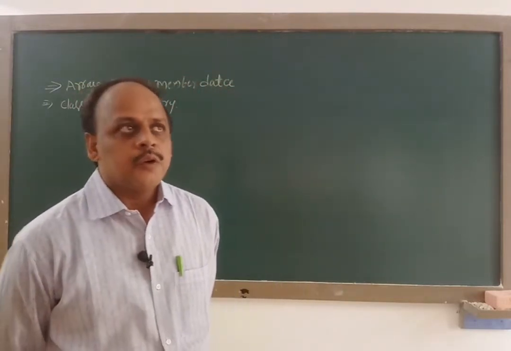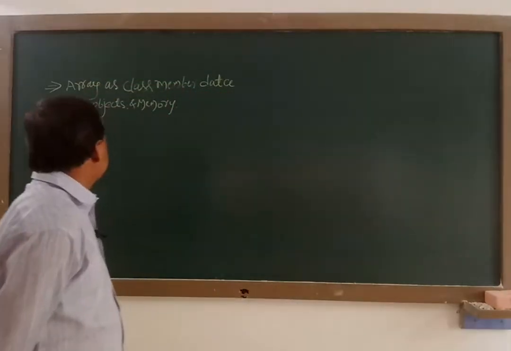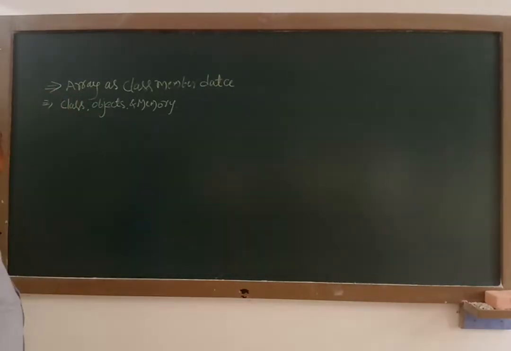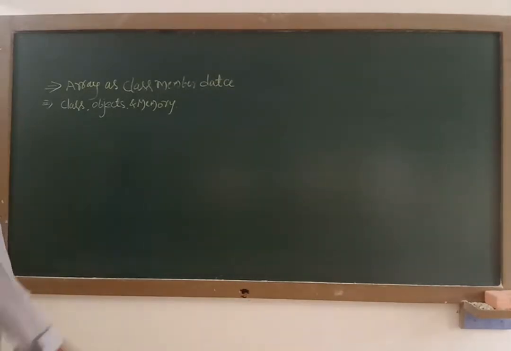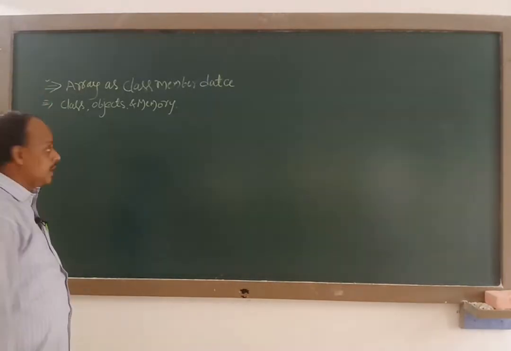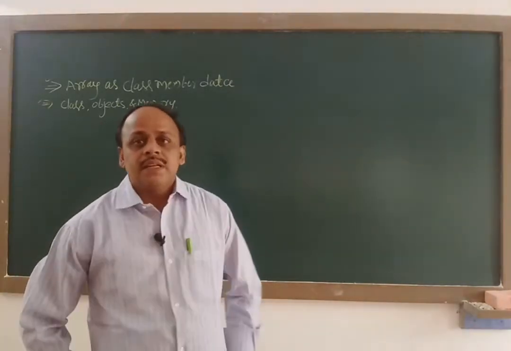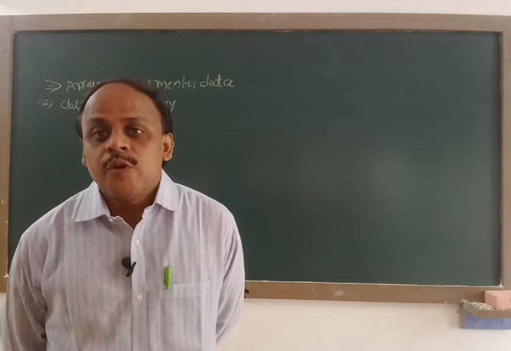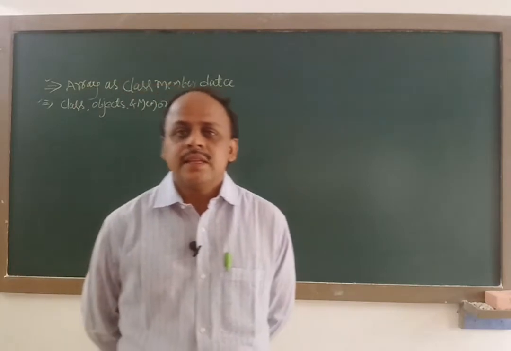So today we are going to discuss these two topics. First one is array as class member data. Second one is class objects and memory, right? Means how a class, object and memory is related to each other. That thing we are going to discuss in this class.